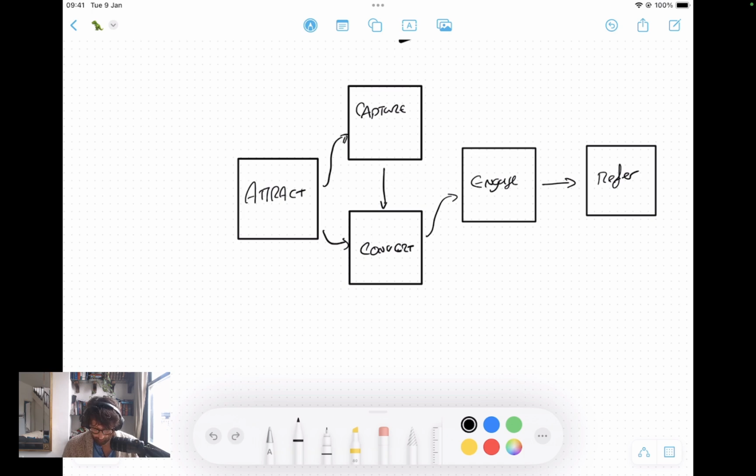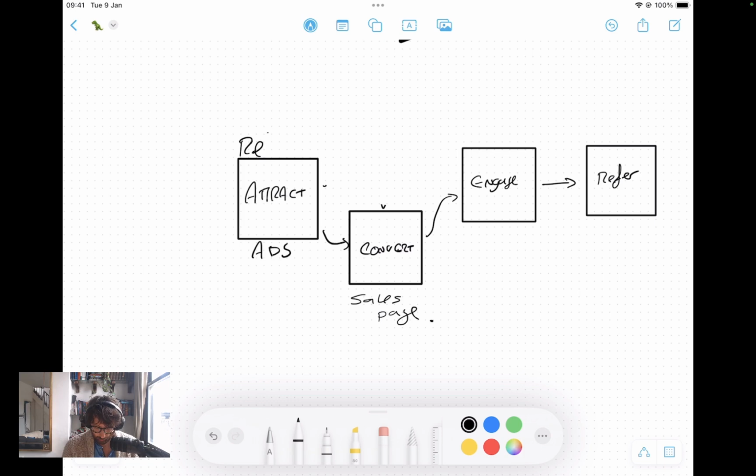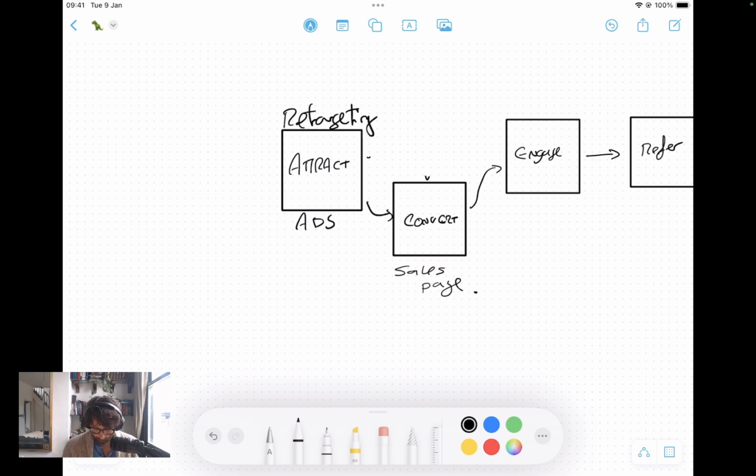So still with this model, what I would do is still have ads here and remove the capture stage. We're going to put people from ads directly through to a sales page. How are we going to target those ads? These ads are only retargeting, okay? Basically, prior to the ads, we're going to fill the retargeting list, the pixel, whatever it is for whatever ad platform you're using.